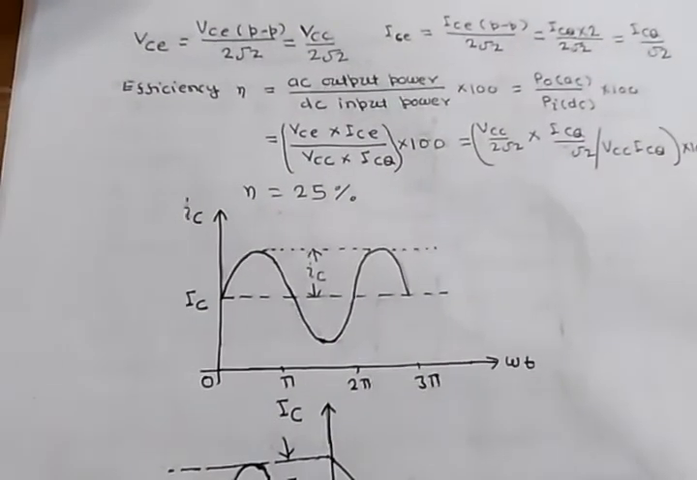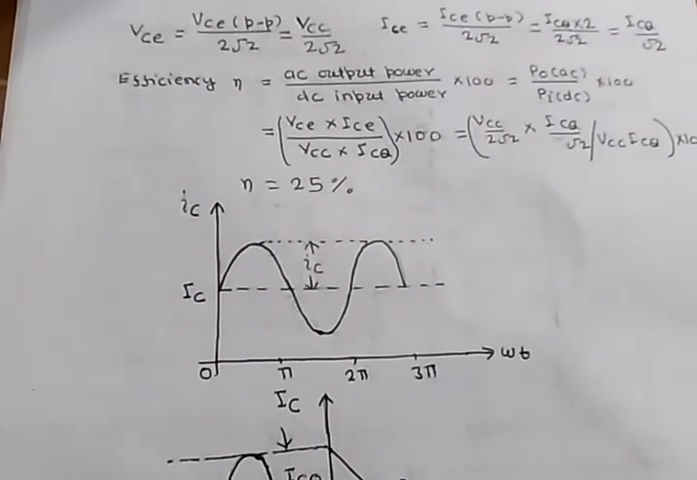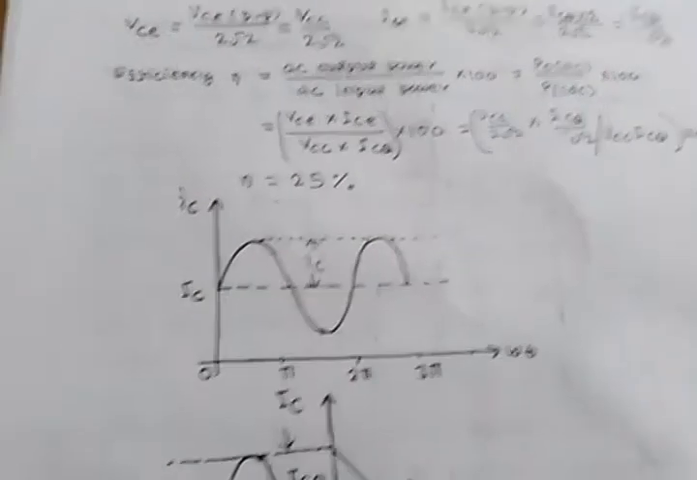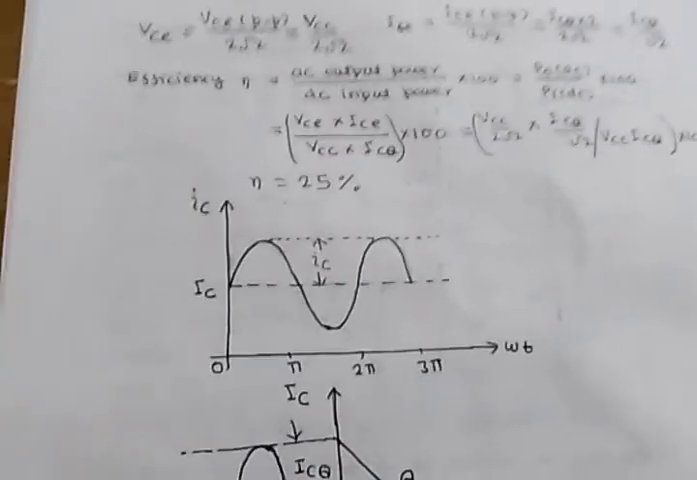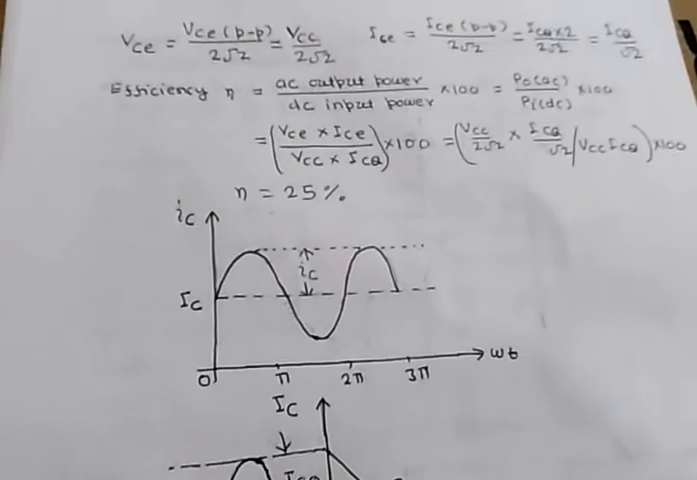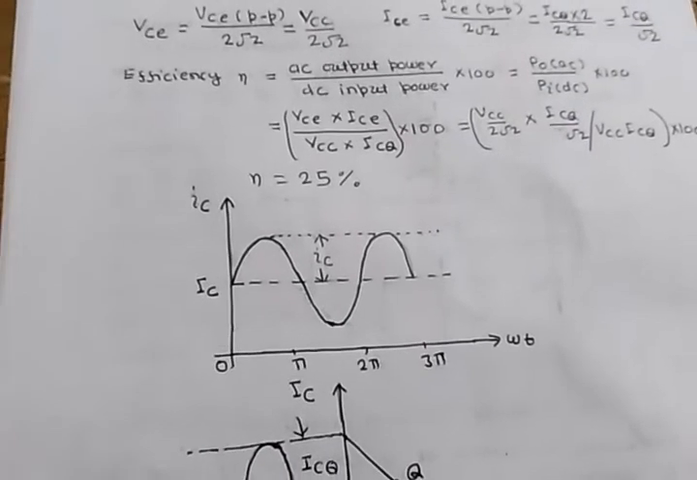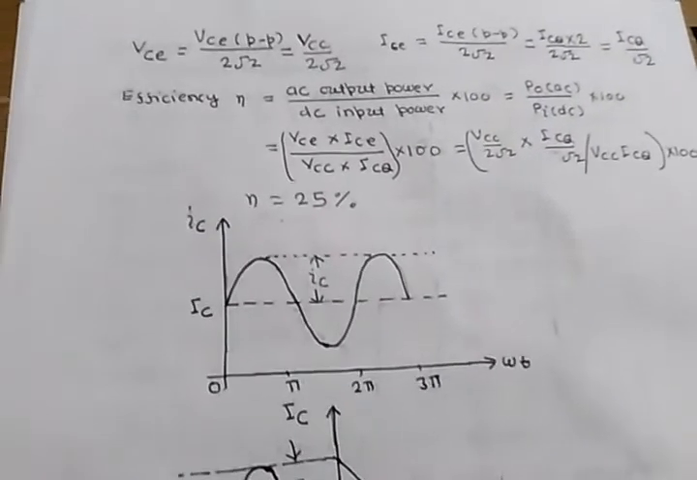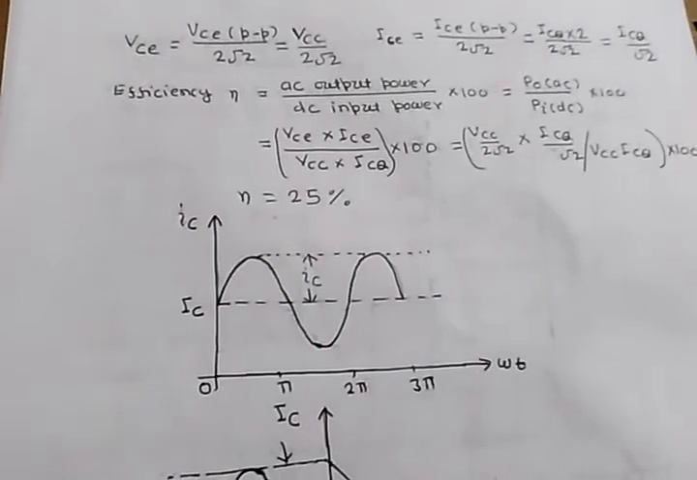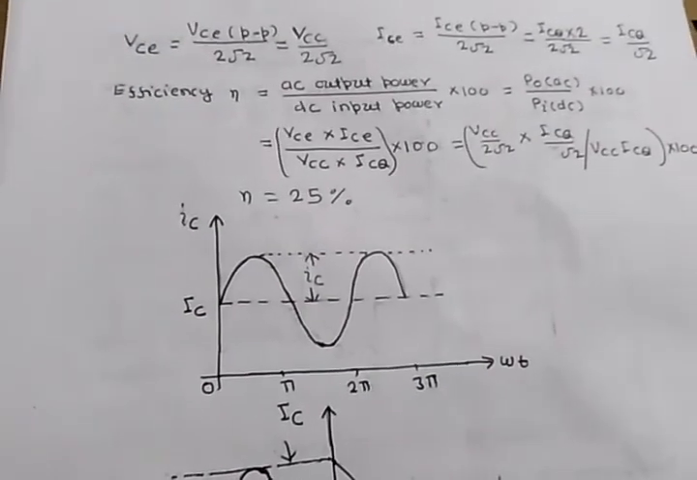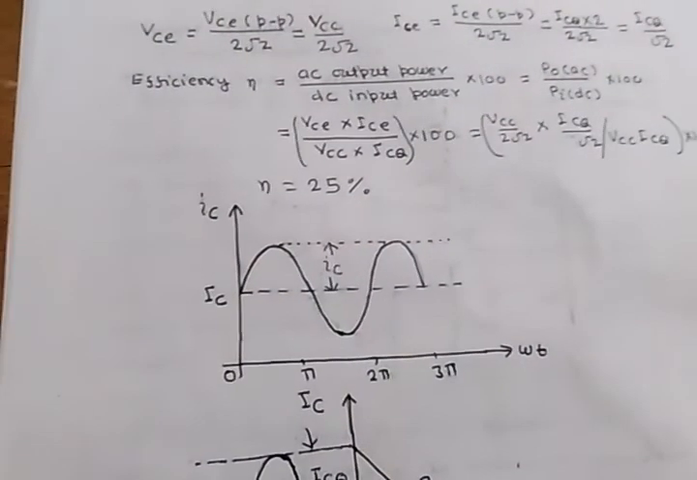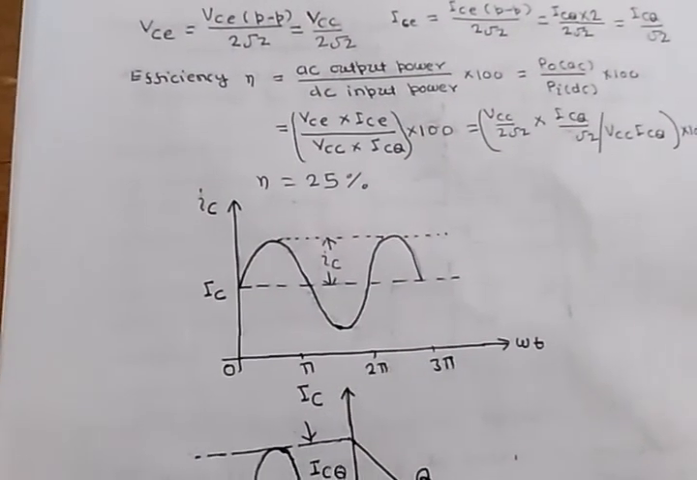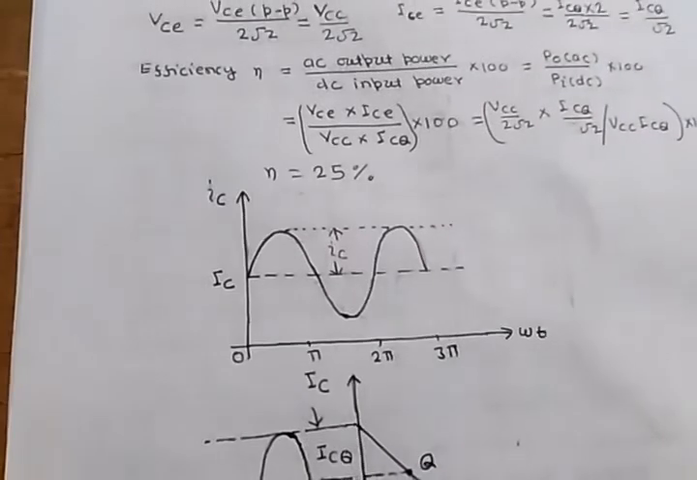The reason behind this is that when a class A amplifier is turned on, collector current flows permanently, even in the absence of the input signal. In the absence of the input signal, a fixed DC bias collector current flows through the amplifier. Hence, power dissipation in this amplifier is very high, so the efficiency is very low.